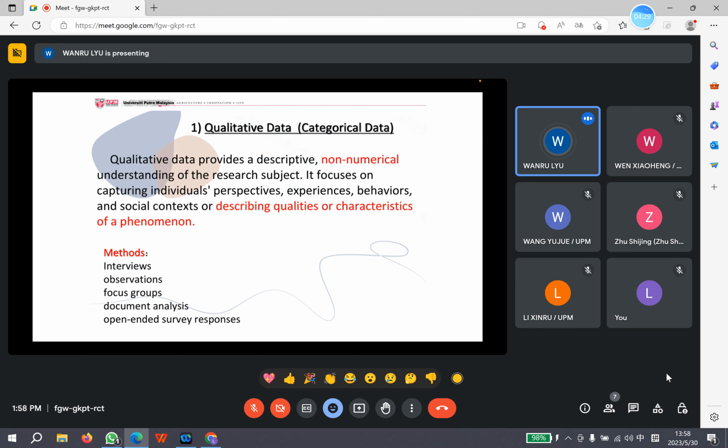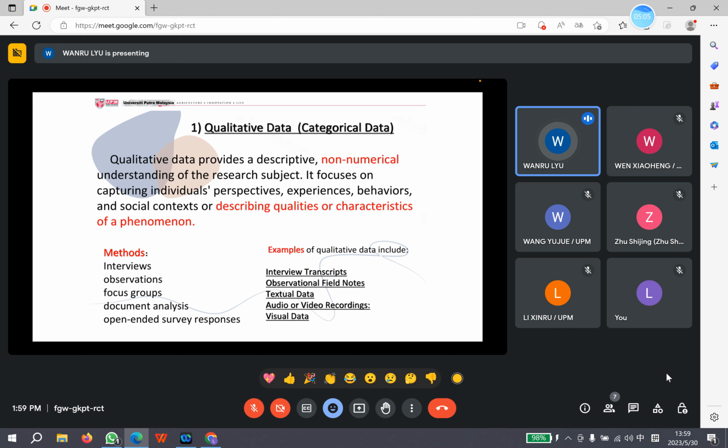Qualitative data can also be called categorical data. It provides a descriptive, non-numerical understanding of the research subject, and it focuses on capturing individuals' perspectives, experiences, behaviors, and social context, or describing qualities or characteristics of a phenomenon. Common methods to collect qualitative data can be interviews, observations, focus group discussion, document analysis, or open-ended survey responses, just like we sometimes can do some questionnaire.